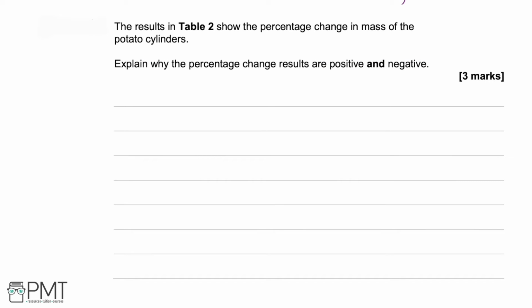The results in table 2 show the percentage change in mass of the potato cylinders. Explain why the percentage change of results are positive and negative. Now it's a 3-mark question, and not only that, it's an explained question. So we need to both state what is happening and also the biological reasons behind it, so why it is happening. In this experiment, the change in mass, regardless of whether it is positive or negative, is due to the movement of water. Water will always try and find an equilibrium. That is, water will always move to an area of lower concentration. This process, by which water moves through a membrane from high to low concentration, is osmosis.